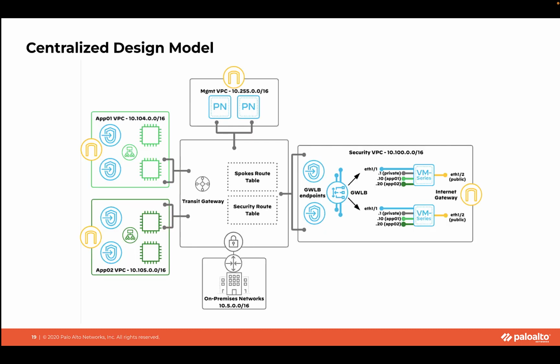traffic. In the centralized model, customers can segment the application resources across multiple VPCs and have a dedicated security VPC where VM-Series firewall are deployed with Gateway Load Balancer. The security VPC centralizes the resources that multiple workloads can share. This provides hub and spoke architecture with transit gateway in place. You can also provide connectivity to on-prem network on transit gateway, and traffic between the spoke to on-prem can transit the VM-Series firewall for security inspection.